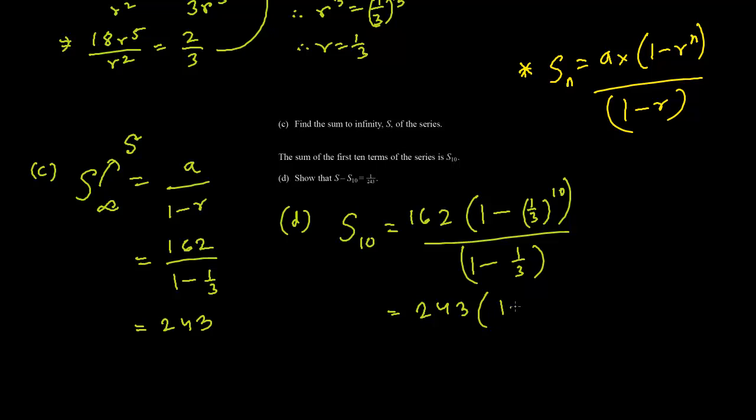243 times 1 minus, now this is 1 by 3 whole to the power 10. So 1 by 3 to the power 10. Let me leave it as 3 to the power 10. We can figure this out later on. So this is what it is. Now 243 is something like 3 to the power 5. Let me check here.